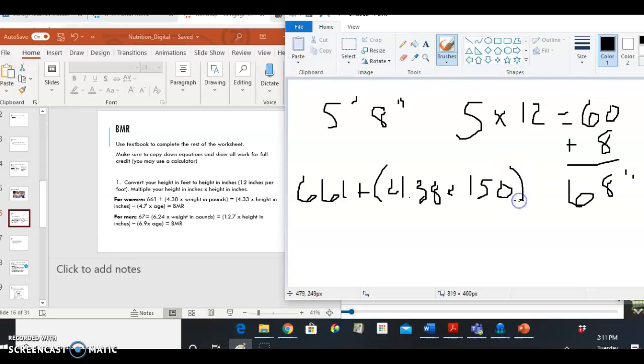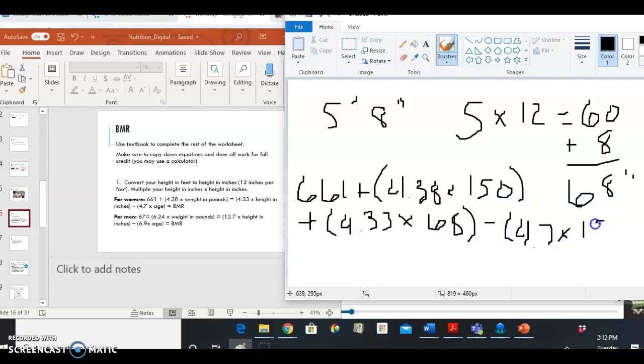this should say a plus. I have an equals there. I'll have to fix that. Plus 4.33 times the height in inches, which was 68, and then minus 4.7 times age. So let's just say, like most of you, maybe they're 15.